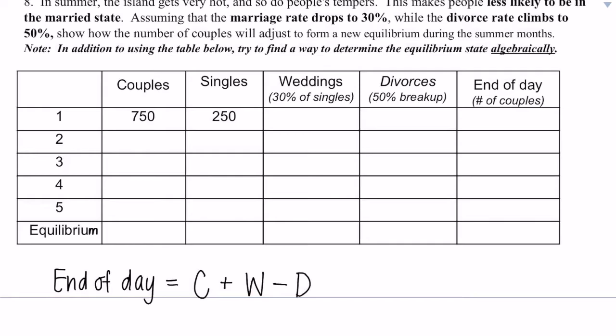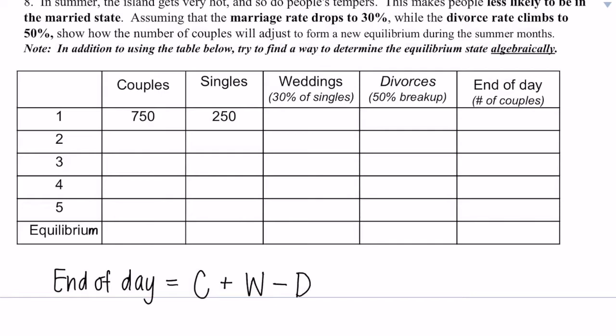This is Equilibrium Island, problem number 8. In the summer, the island gets very hot, and so do the people's tempers. This makes people less likely to be in the married state. Assuming that the marriage rate drops to 30% while the divorce rate climbs to 50%, show how the number of couples will adjust to form a new equilibrium during the summer months.